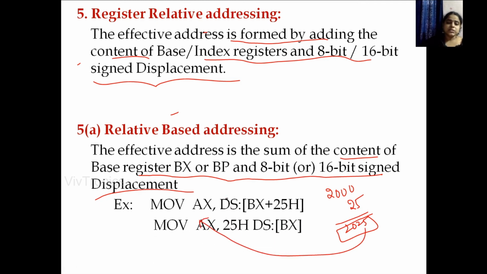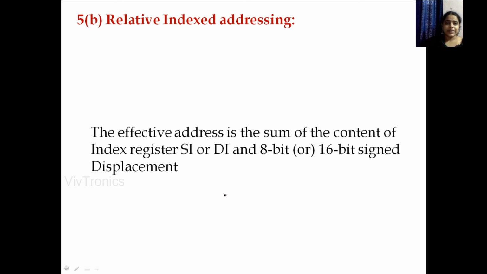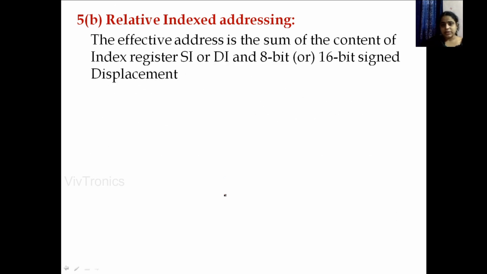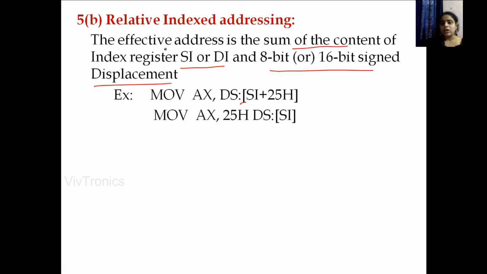And the next one is relative indexed addressing. Relative indexed means the same thing. The effective address is the sum of the content of the index register and an 8-bit or 16-bit displacement. The displacement will be either 8-bit or 16-bit. You can write it the same way: MOV AX, [SI+25], or else MOV AX, DS:[SI+25] also refers to the same.